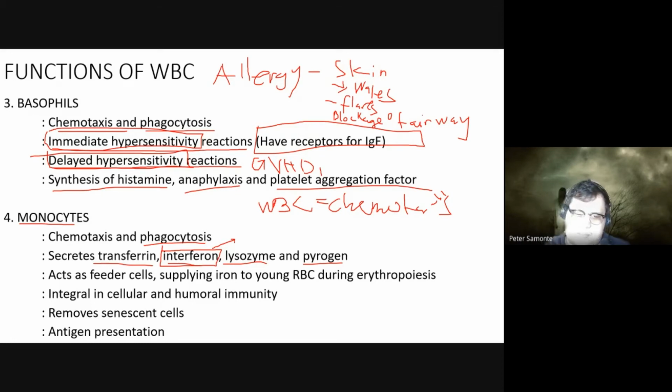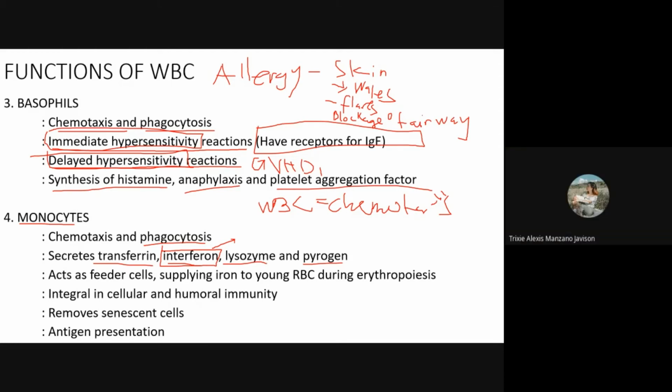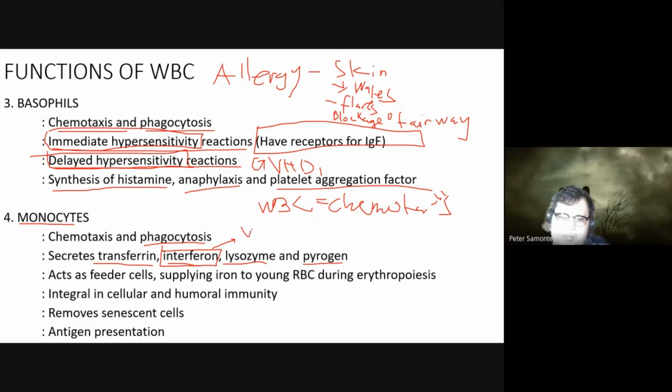What type of organism would cause the production of your interferon? Is it your bacteria? Is it your fungi? Is it your virus? Virus, sir. All right. They are usually seen in viruses. So these are substances class that are produced in the presence of viruses. And there also, these monocytes can also produce lysozyme and pyrogen.